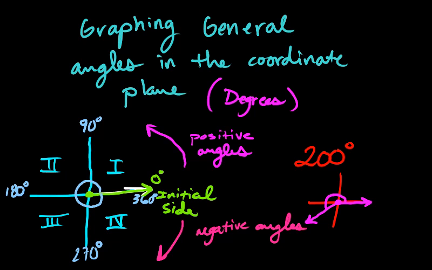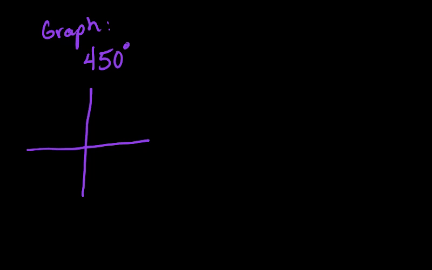So let's try a few that are maybe a little bit more difficult, and we'll see how that goes. Let's graph 450 degrees. All right, 450 degrees. So you are going to draw your coordinate plane, and think about it this way: 450 is greater than 360. So you know it's going to go all the way around at least once.